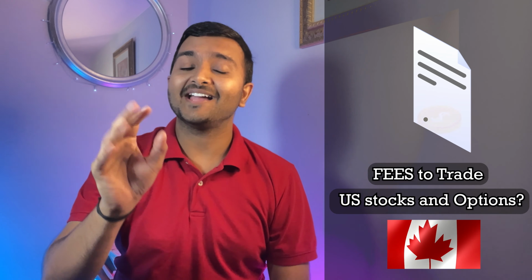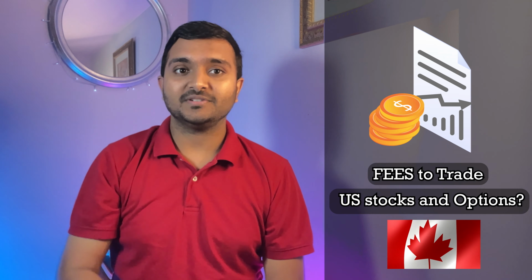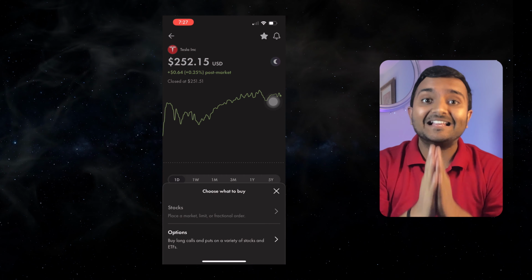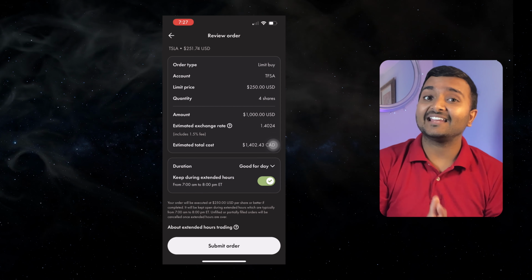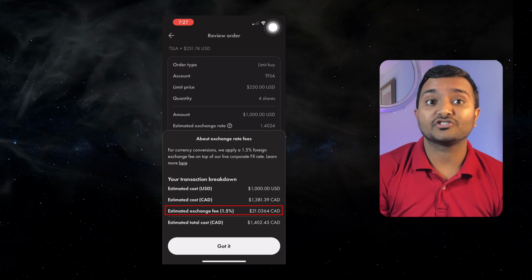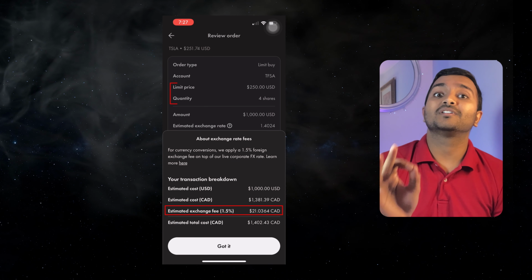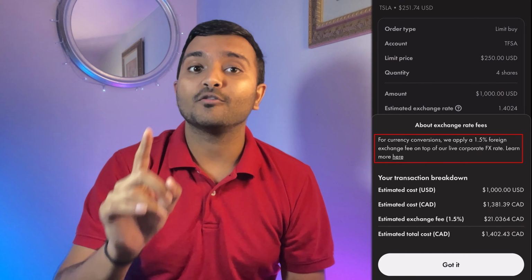of paying the premium. So do you know how much you are really paying in fees when you buy the US stocks and trade options in Canada? Let me tell you. So if you are using Wealthsimple to buy US stocks, you could end up paying a staggering 20.8 Canadian dollars just in currency exchange fees when you try to purchase just 4 Tesla stocks at $250 each, and that's a 1.5% fee.